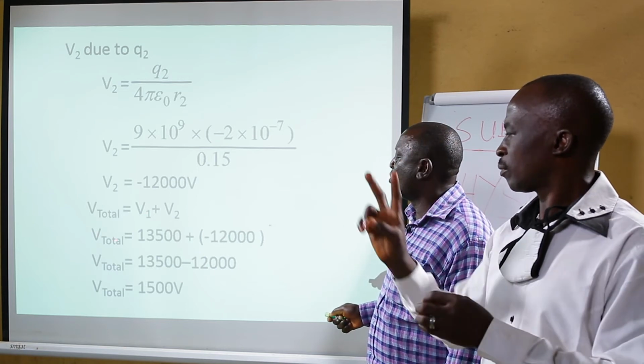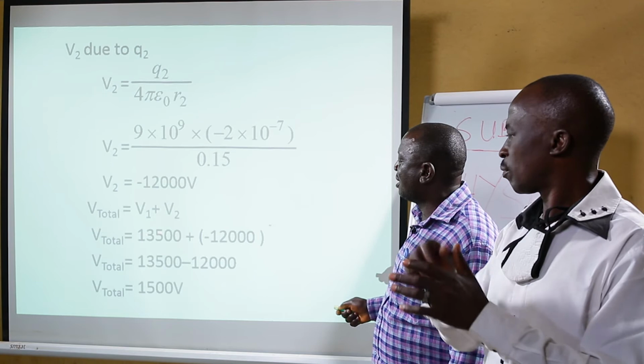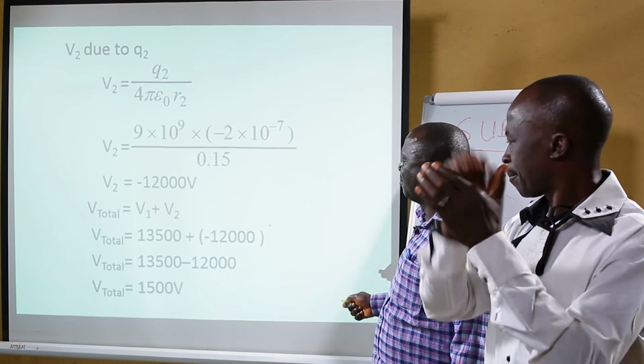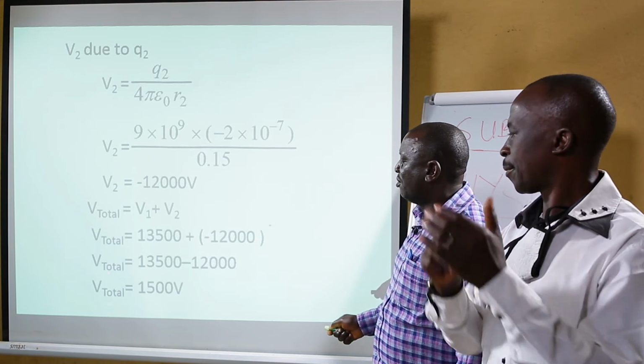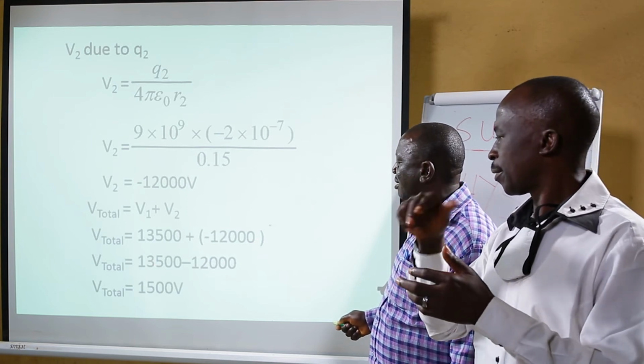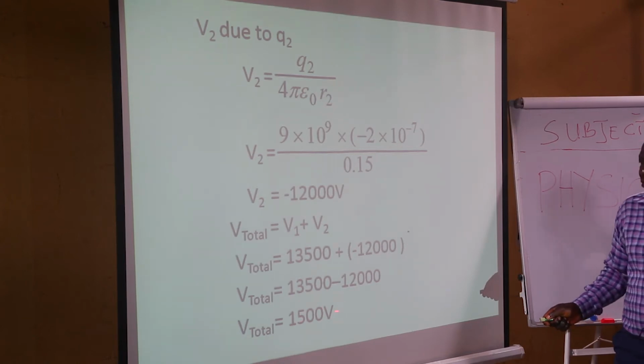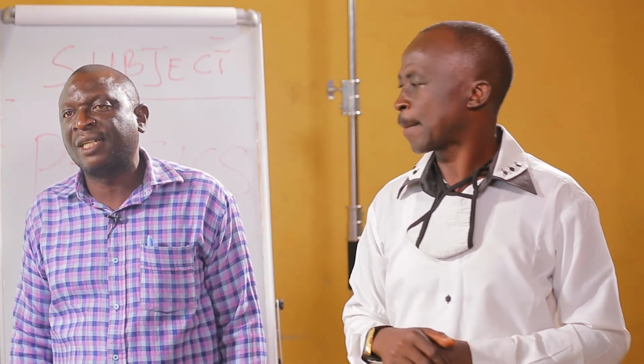So we have V total to be equals to 13,500 plus bracket minus 12,000. That will give us V total to be equals to 13,500 minus 12,000, because if we open this bracket, we have plus times minus will be minus. So therefore, V total will be equals to 1,500 volts. And that is our answer.